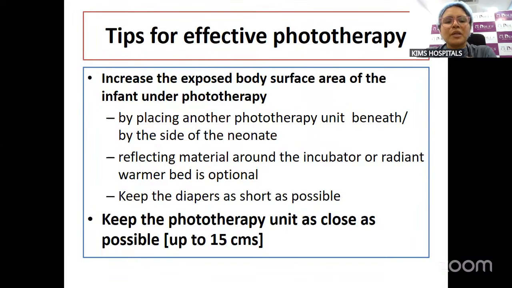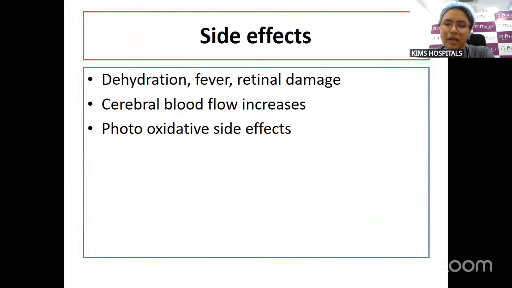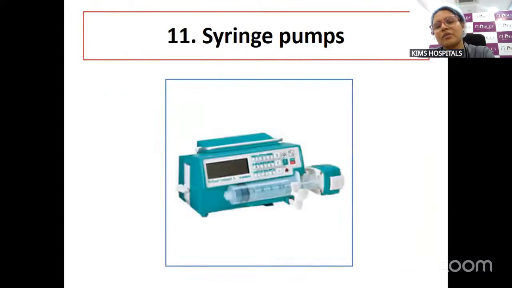Tips for effective phototherapy include placing another phototherapy unit beneath or beside the neonate, placing reflecting material around the incubator or the radiant warmer, and keeping the diapers as short as possible. Also, keeping the phototherapy unit as close as possible, up to 15 centimeters, is recommended for newborn babies. Side effects of phototherapy include dehydration, fever, retinal damage, increase in cerebral blood flow, and photooxidative side effects.